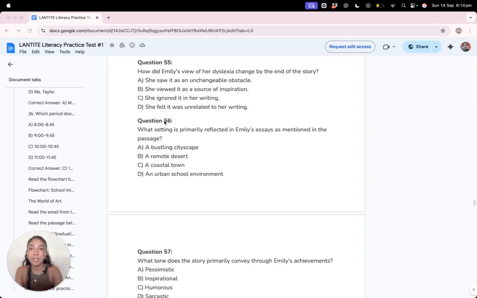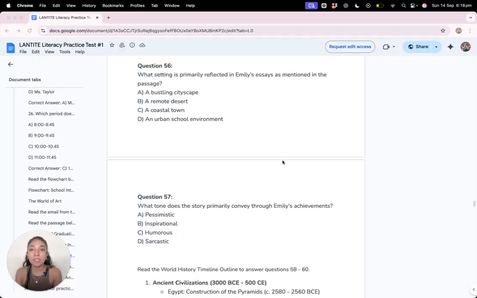Question 55. How did Emily's view of her dyslexia change by the end of the story? A, she saw it as an unchangeable obstacle. B, she viewed it as a source of inspiration. C, she ignored it in her writing. D, she felt it was unrelated to her writing. So the answer is B. She viewed it as a source of inspiration. And that's because Emily learned to embrace her dyslexia as part of her narrative voice and a source of inspiration, as detailed towards the end of the passage.